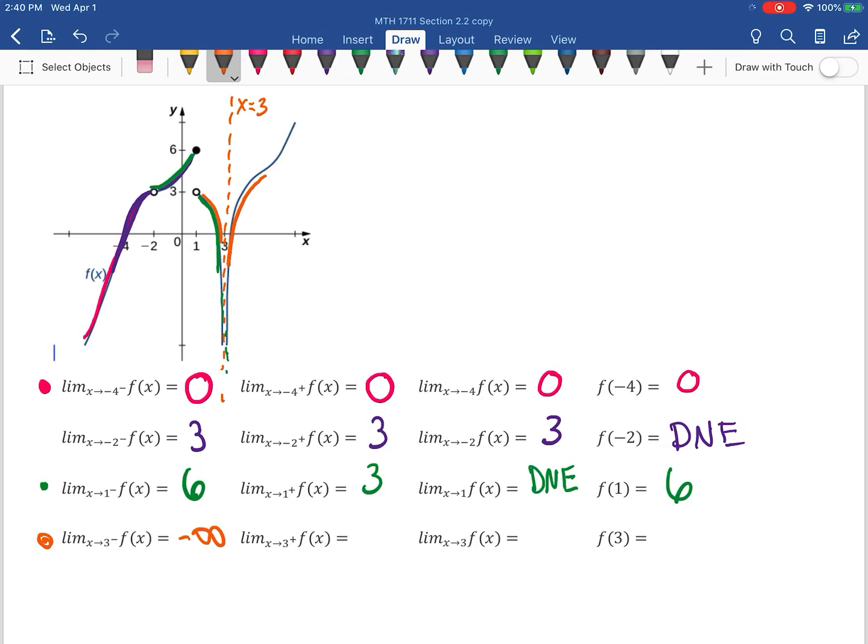Coming from the right, as I approach x equals 3, I'm also decreasing without bound. So that's also going to be -infinity. Because the two one-sided limits are the same, I can say that the two-sided limit is also -infinity. It doesn't matter which direction you're coming in from, your limit as you approach x is 3 is going down.